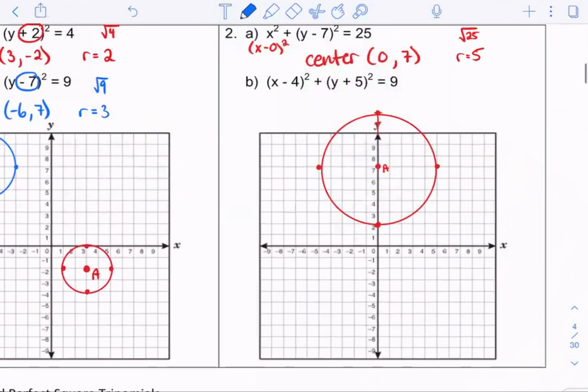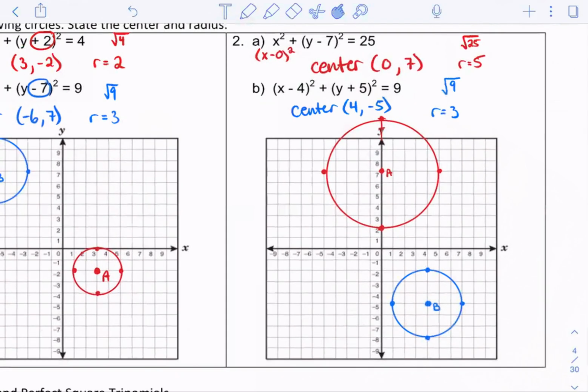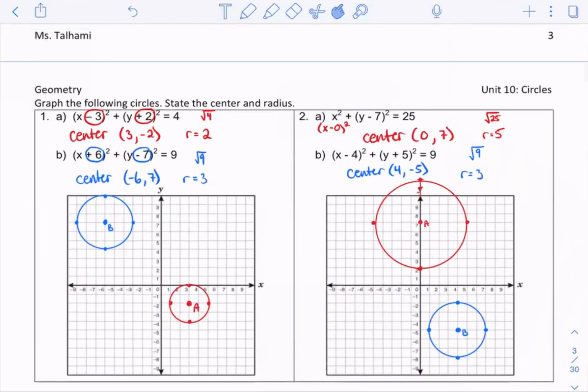All right, and we're ready for this last one here. So we have a center of 4, negative 5, and a radius of 3. So let's go to 4, negative 5, and label that B, and do a radius of 3. Wonderful. And there you have it. That is how you graph circles.